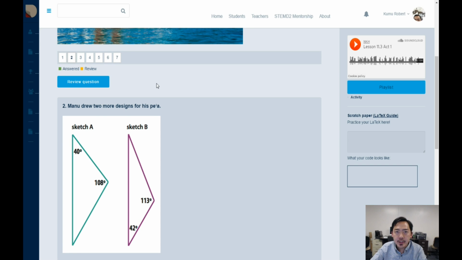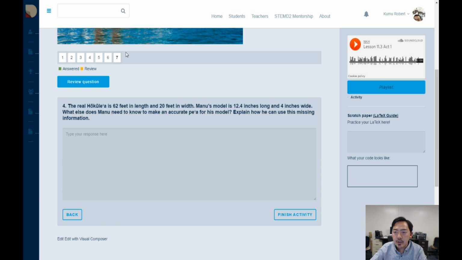Now we should have the right shape for Manu's pe'a, but we need to figure out the correct size as well. So in the final question, we have the real size of the Hokulea, and we have the size of Manu's model. With this information, let's try to see if we can make a pe'a that is the appropriate size for Manu's model.